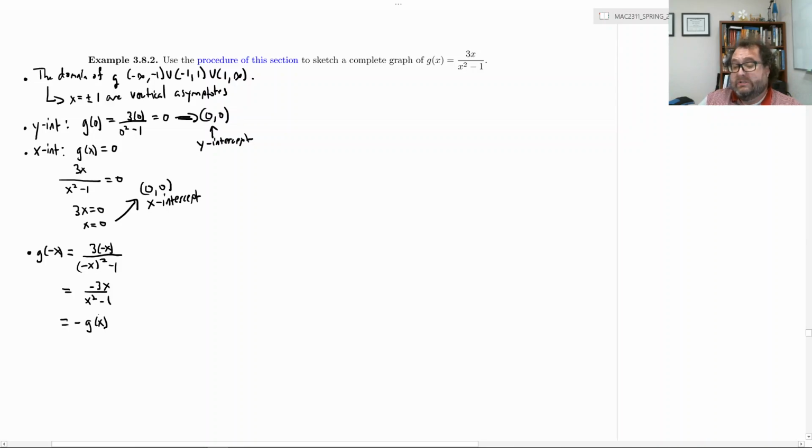What does that tell us? If g of negative x equals negative g of x, hence g of x is what, even or odd? Odd. Why? Because g of negative x equals negative g of x. That is the definition, basically, of a function being odd. What does that mean? Origin symmetry.